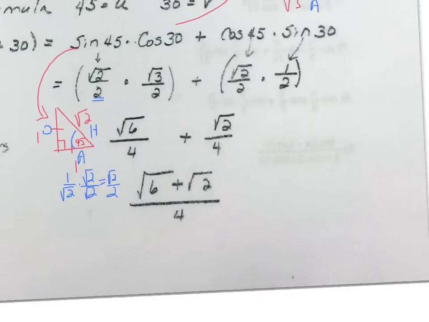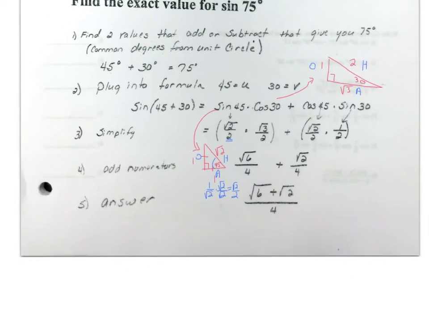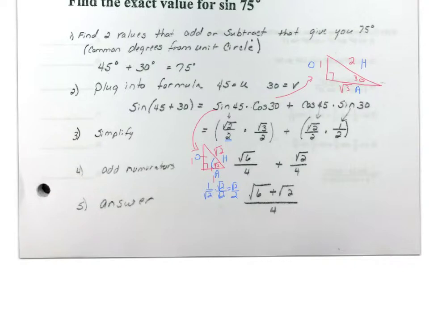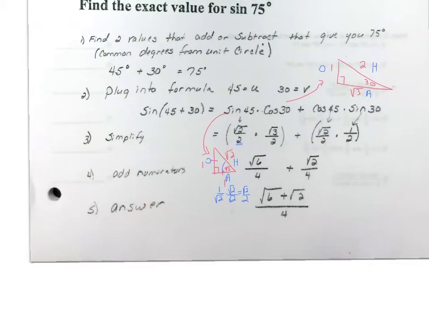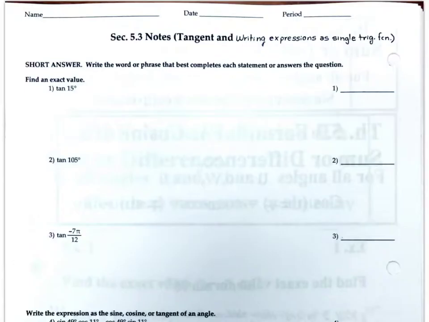Now, if you use a calculator, go ahead and get the calculator. Let's check sine of 75, and then check that value that we have, square root of 6 plus the square root of 2 divided by 4. It should give you the same value. Let's go ahead and check that. Okay, so let's go ahead and practice with example number 1.